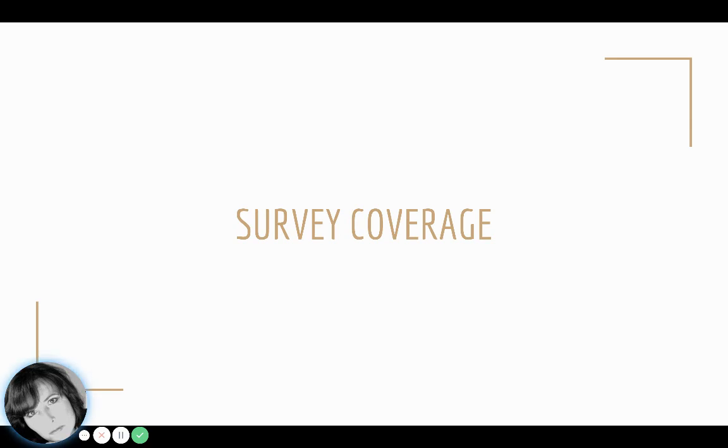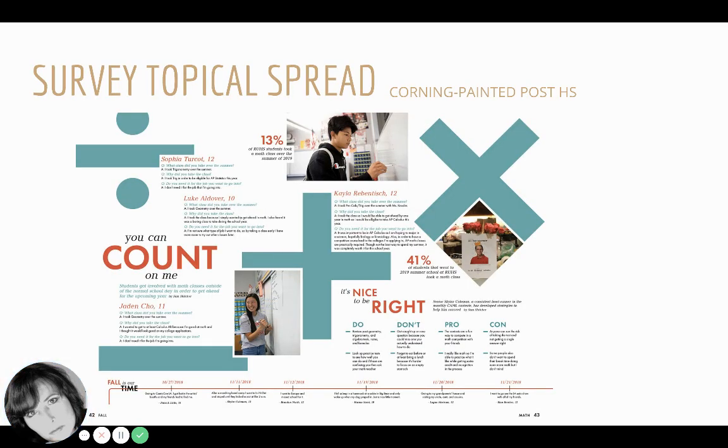Well, we all know that we conduct tons and tons of surveys in Yearbook. And so how do you actually display that particular information? Well, you can do it in fun and interesting ways. And this is an example from Corning Painted Post High School. And this is a survey, and they surveyed all sorts of students on what they did over the summer. So it's a really cool way to include infographics and statistics and quotes without a dominant photo package.